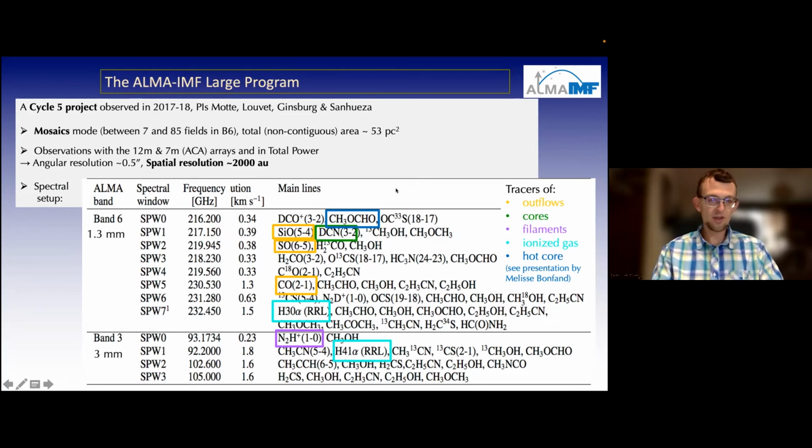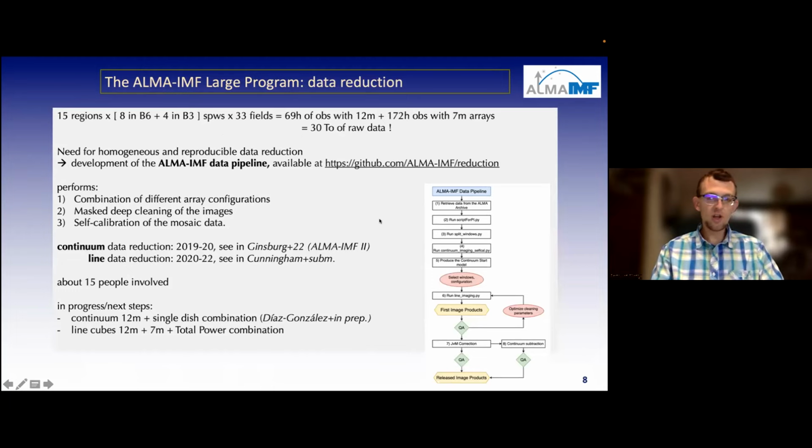Since we are at an ALMA conference, I will say a few words about data reduction, because for a large program with such a volume of data, it is quite challenging. In order to have a homogeneous and reproducible data reduction process, we developed the ALMA-IMF data pipeline. It is available publicly on GitHub, so if you want to use it for your own observations, you can. We started to develop this pipeline for the continuum data reduction, and more recently, we adapted it for the line data reduction.